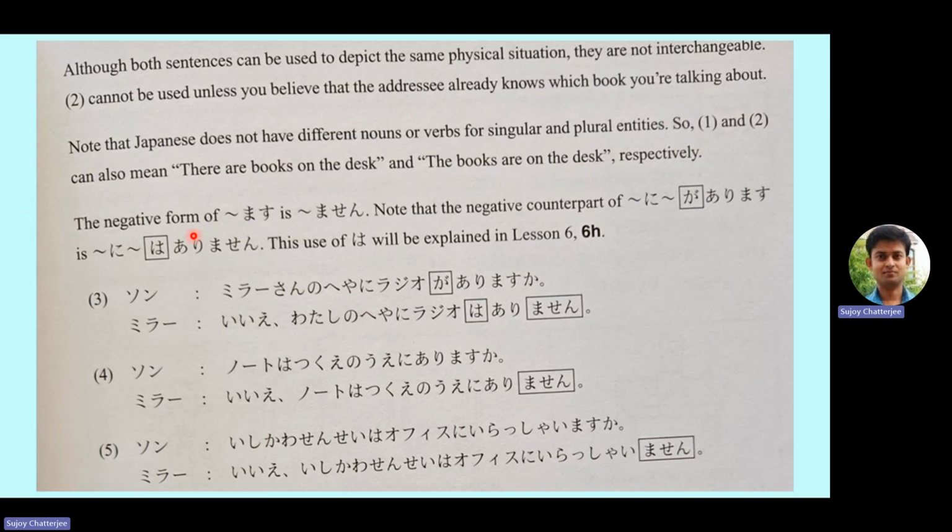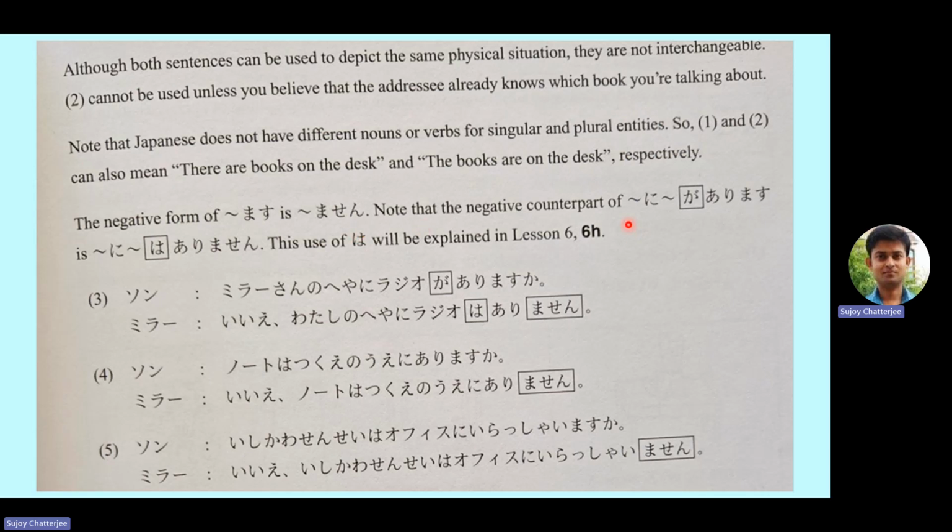Next is the negative form of masu, which is masen. If you see arimasu, imasu, irasshaimasu, all these verbs end in masu. This is called the masu form of the verb. This is a verb ending. We will learn more about it when we introduce the kanji and the verb conjugation, and in that lesson, we will learn where this masu comes from. But for now, just keep this in mind that masu is the normal present affirmative form and masen is the present negative form.